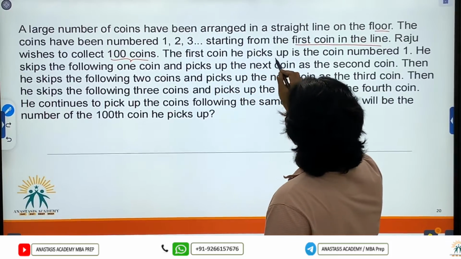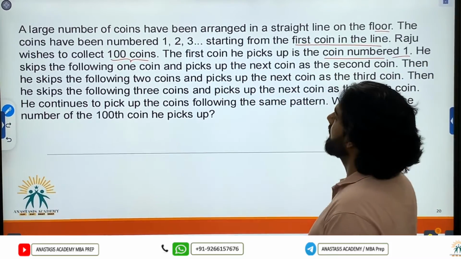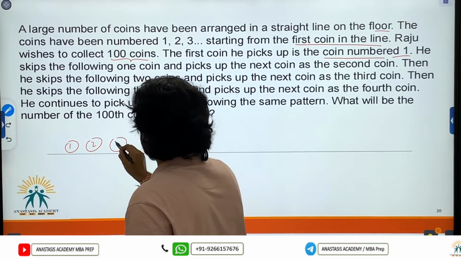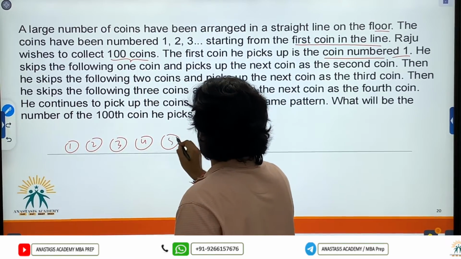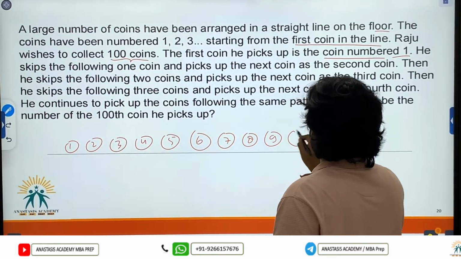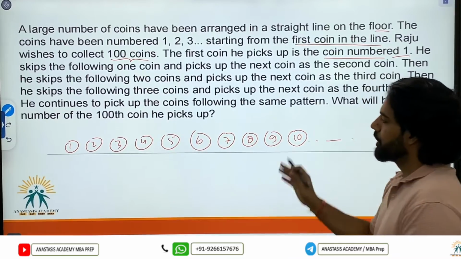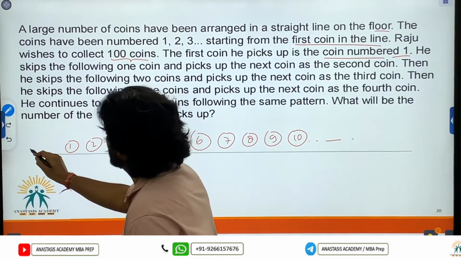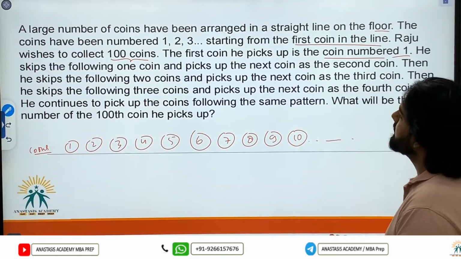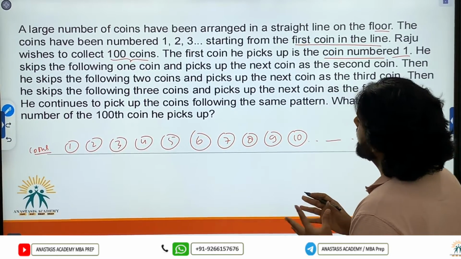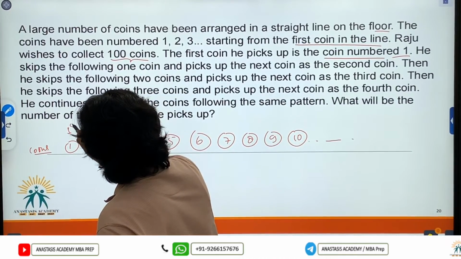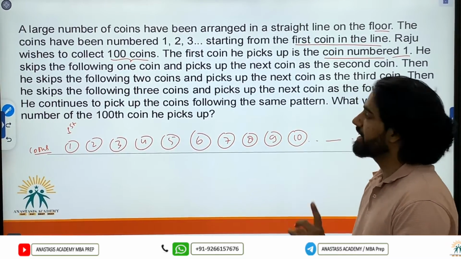The first coin he picks up is the coin numbered 1. So for example, there are coins 1, this is 2, this is 3, this is 4, 5, 6, 7, 8, 9, 10, and so on. These are the coins, and these are numbered 1, 2, 3. Now Raju is picking up the coins, and he picks up the coin number 1. So the first coin picked by Raju is numbered 1.